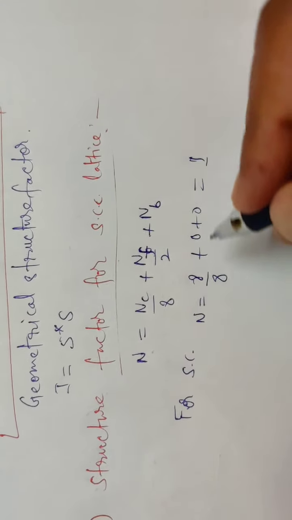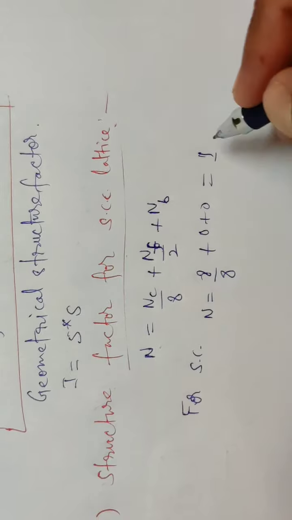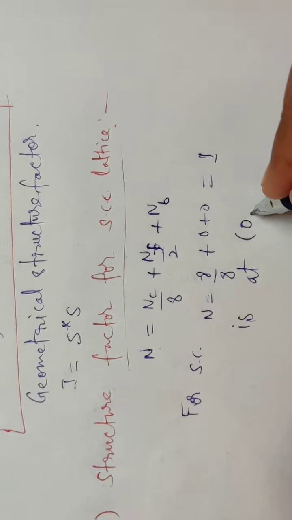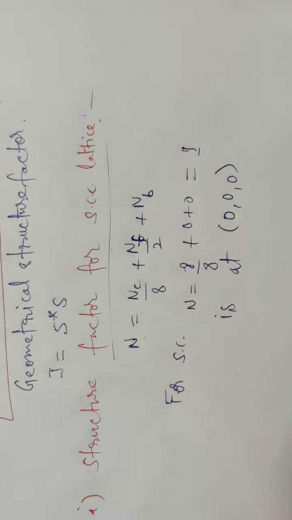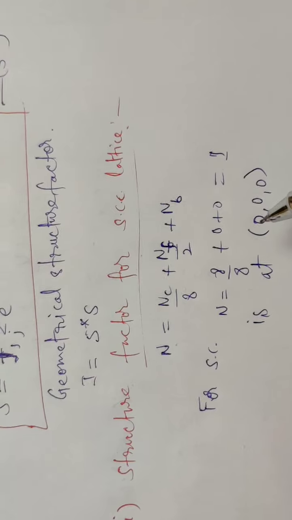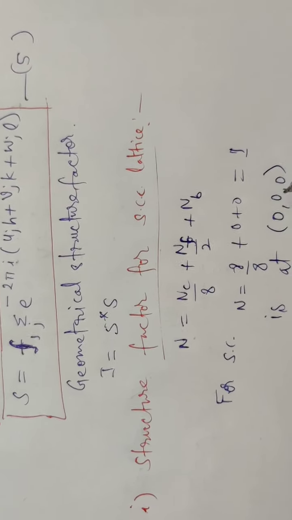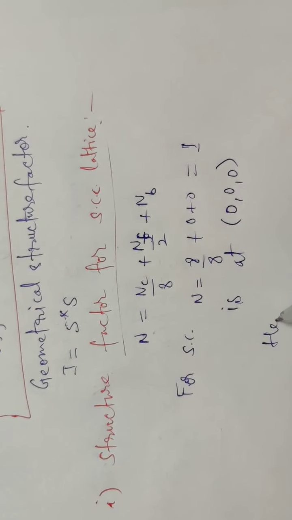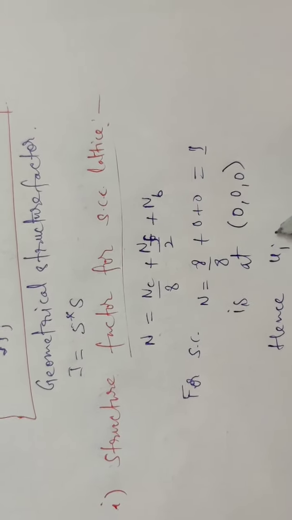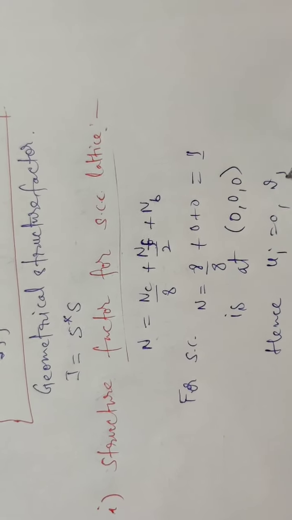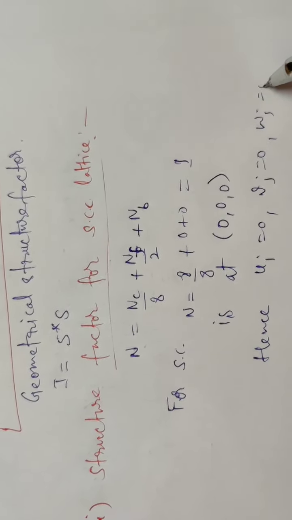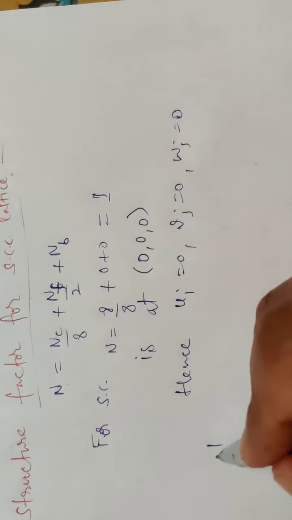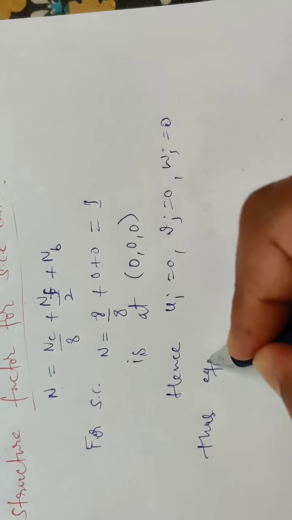This one atom per unit cell is at the corner, that will be at the 0, 0, 0 position. So what will be the value of uj, vj and wj? The value of uj, vj and wj is equal to 0. So uj is equal to 0, vj is equal to 0, and wj is equal to 0. So put this value into equation number 5.